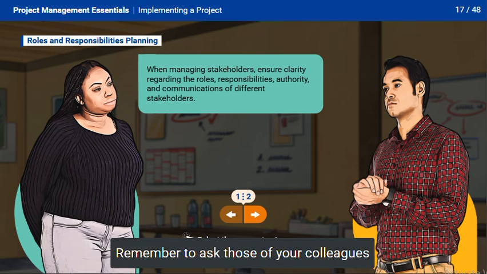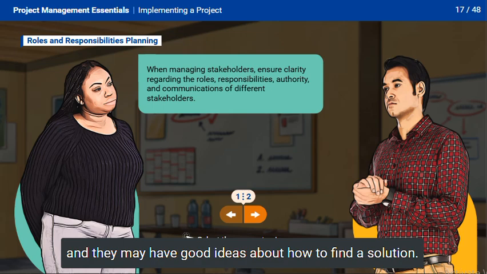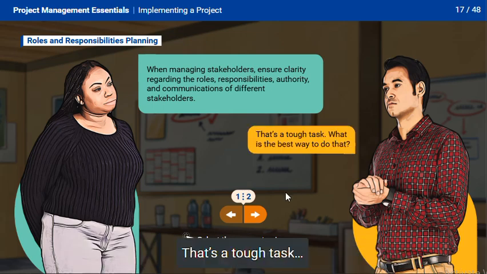Remember to ask those of your colleagues who are closest to the issue. They will probably have the best understanding of the situation and they may have good ideas about how to find a solution. That's a tough task. What is the best way to separate responsibility and accountability?